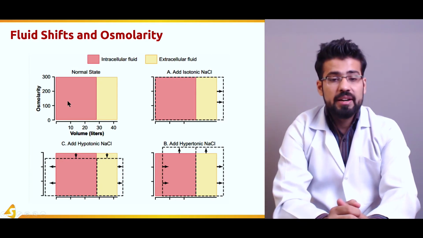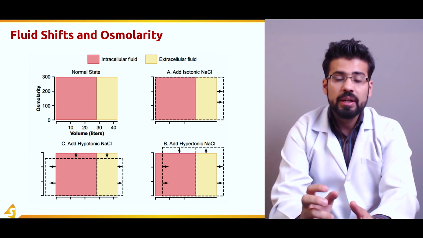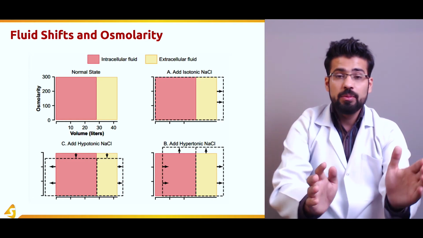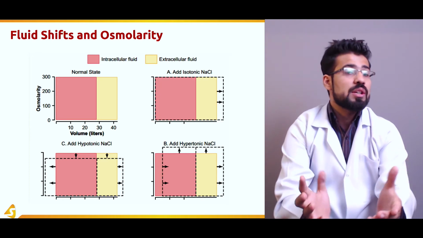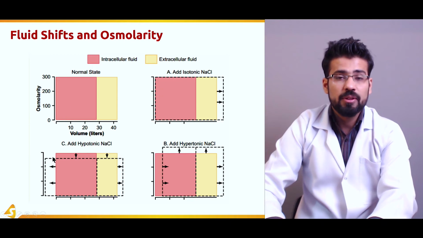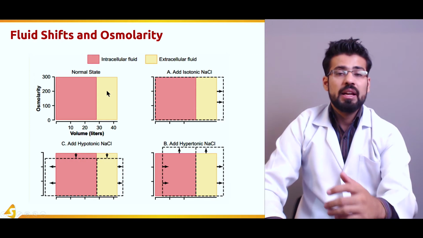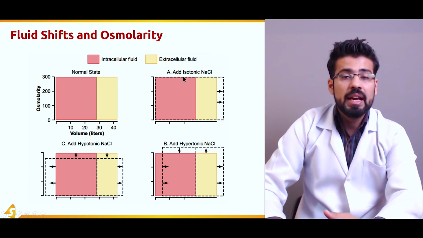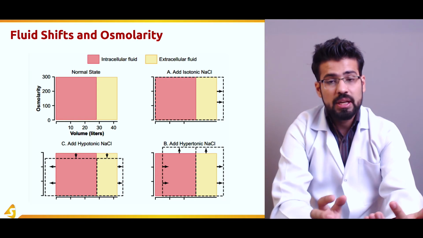So what happens when there is a fluid shift and a change in osmolarity? In this figure, we are going to discuss under what conditions, if you add something, how the volume of the intracellular and extracellular fluid would change, and how it would change the osmolarity as well. Under the normal state, as you can see, the intracellular fluid is much more as compared to the extracellular fluid. Let's discuss this particular case. Here, isotonic NaCl solution has been added, of course, to the extracellular fluid.